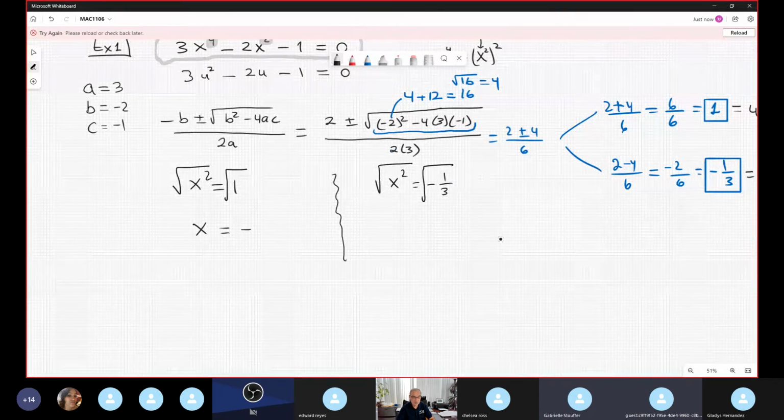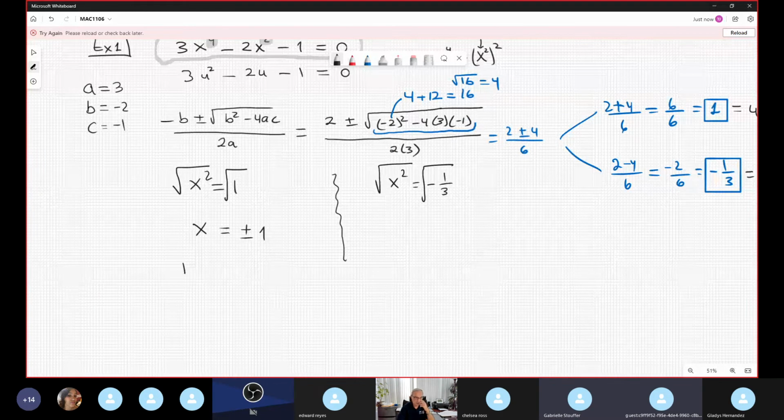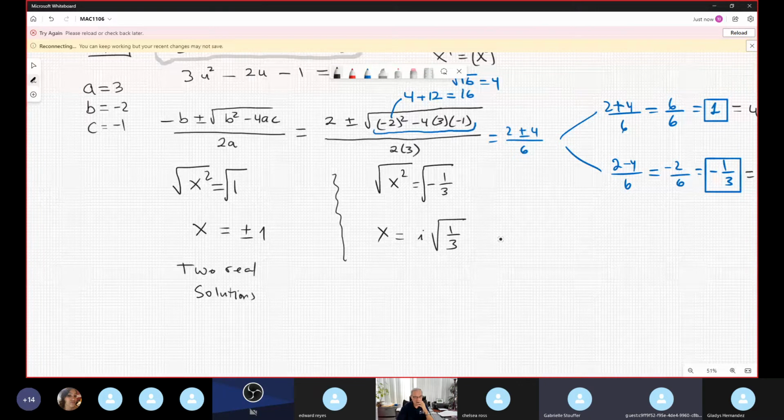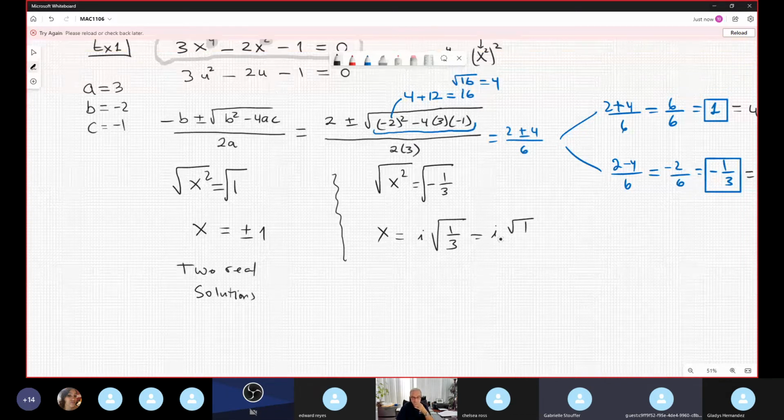So x is equal to plus or minus 1. I have two solutions, two real. Here we have x equals, oh, it's not real, it's imaginary because it's negative inside the radical. It's i square root of 1/3. And leave it like that? No, I don't like this. This is correct. You leave it like that, 100 points, but it's aesthetically not good. This is i square root of 1 over square root of 3. Square root of 1 is 1. And the square root of 3 is the square root of 3 because 3 is a prime number. This answer is equivalent to this, but this is not aesthetically good.